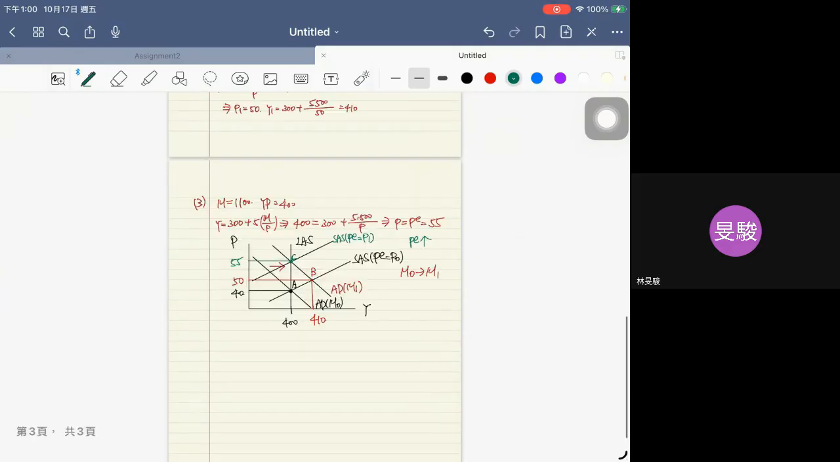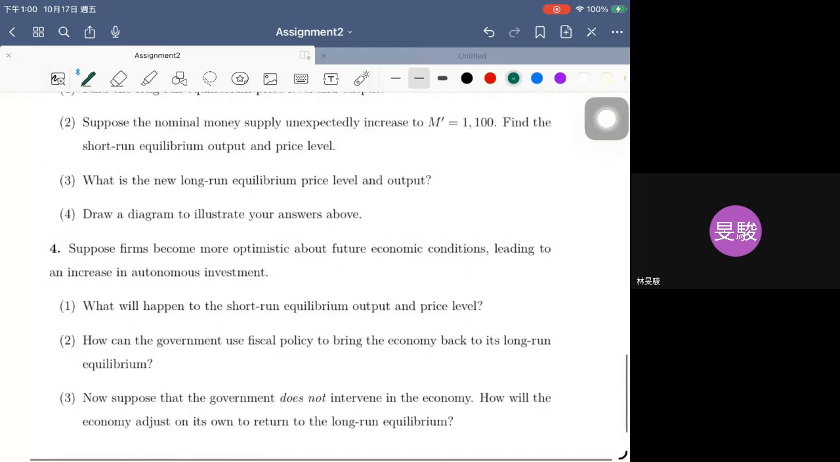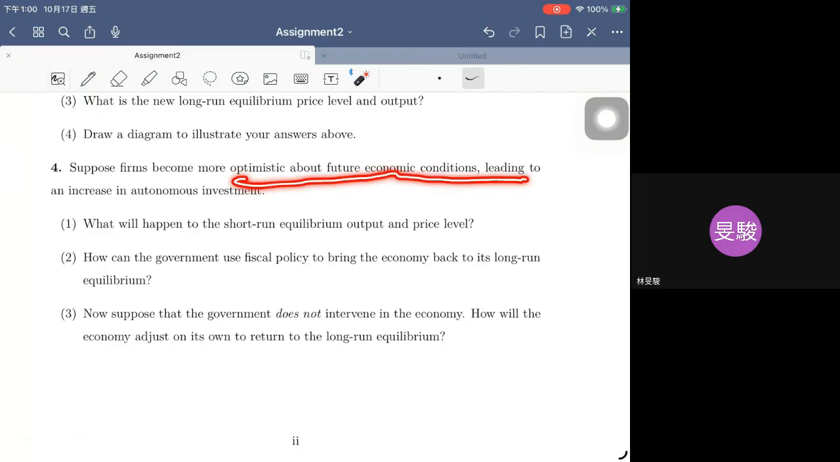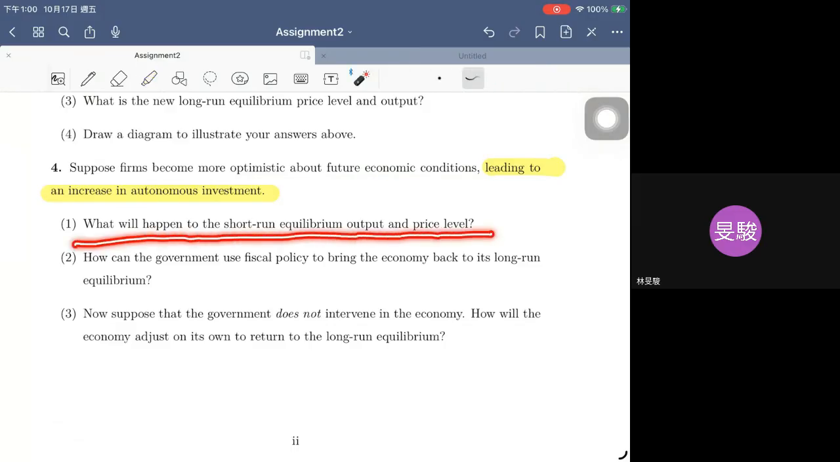So let's begin the final question. Suppose firms become more optimistic about the future economic condition, this is the point, leading to an increase in autonomous investment. Okay. And it asks us what will happen to the short-run equilibrium output and price level. Okay. So the number one.